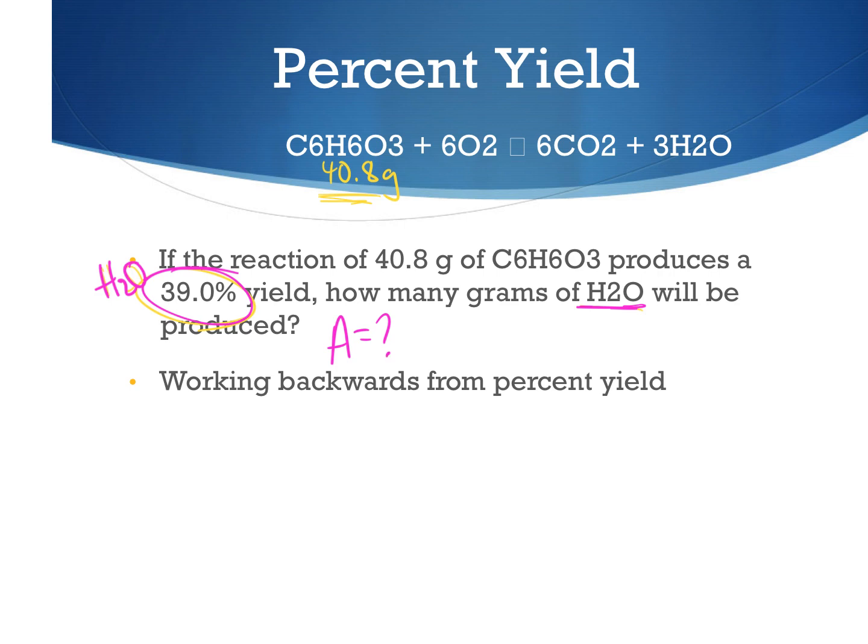Okay, so we have to work way backwards from this point. If I know my percentage, 39% equals actual over theoretical. This is what I'm solving for, which means I need to find my theoretical yield. And where did we say theoretical yield always comes from? The T-chart. Okay, so now let's go ahead and make a T-chart.